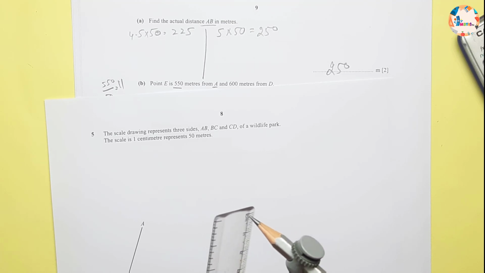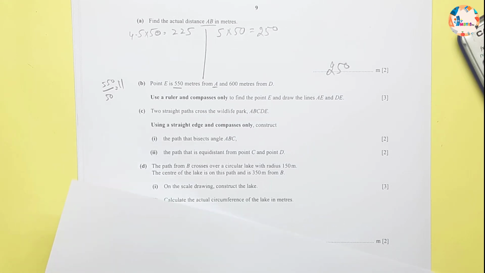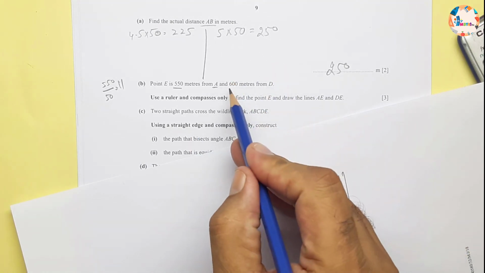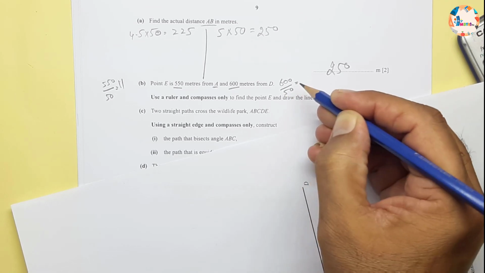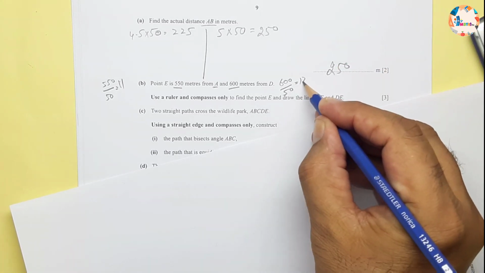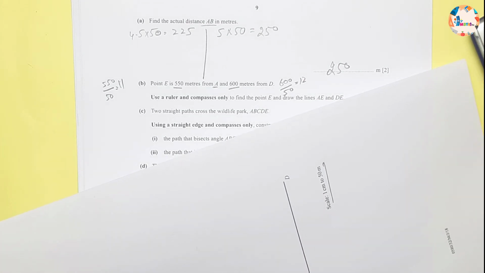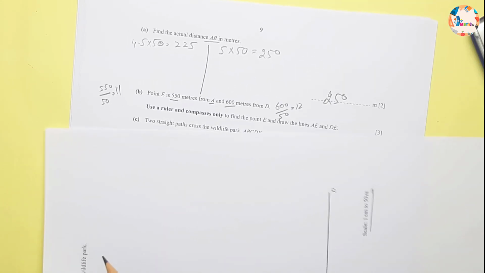Now this one is 11 centimeters from A, and 600 we can also convert at the same time. So 600 divided by 50 will be 12. This will be 12 centimeters. So 11 from A and 12 from D.